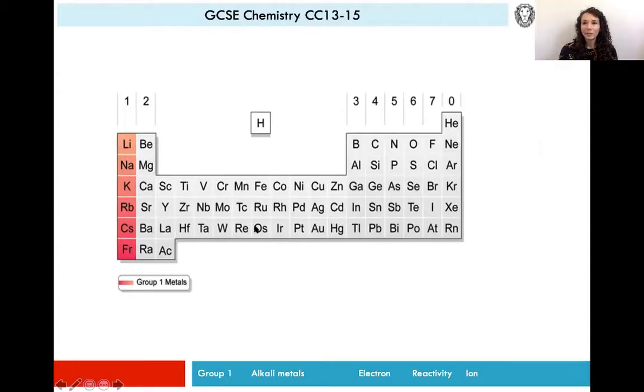So if you're looking at the periodic table, remember all the group numbers are at the top here, so 1 through to 0 or 8. And group 1 is this first group over here, right here on this left-hand side. Okay, so that's where group 1 is.